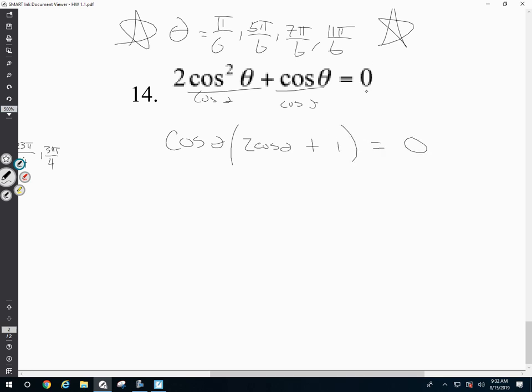Now, since this is a product equal to 0, we can use the zero product property, which states that if any piece of a product equals 0, the entire expression will be 0. So that sets up 2 equations: when this is 0, I'll have solutions for this equation, and when this is 0, I'll have solutions for the other equation.